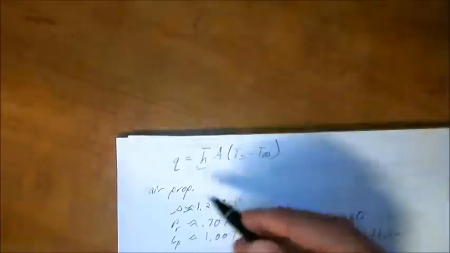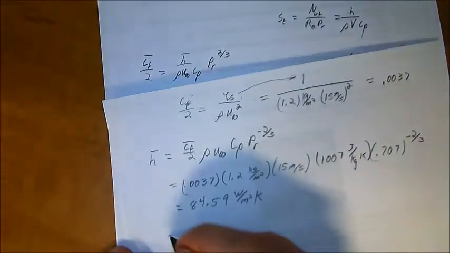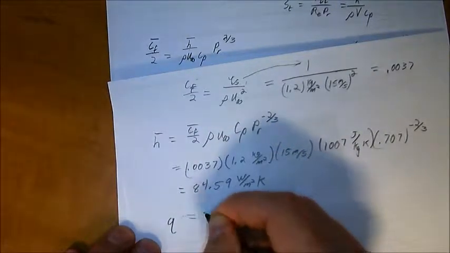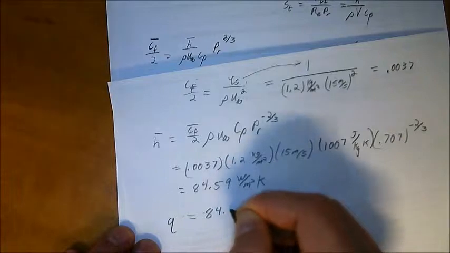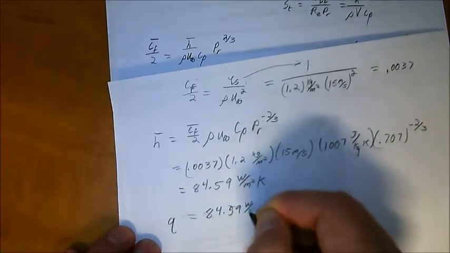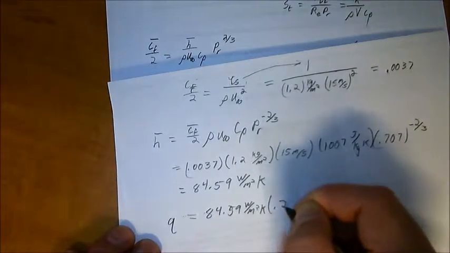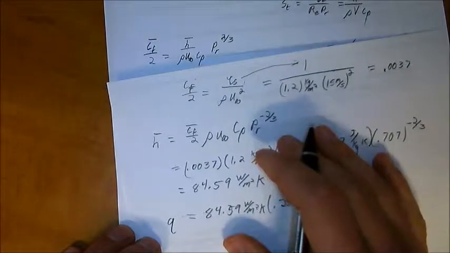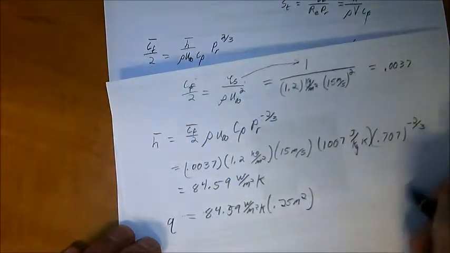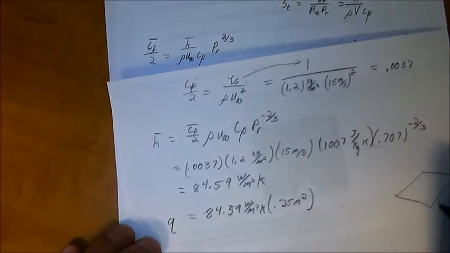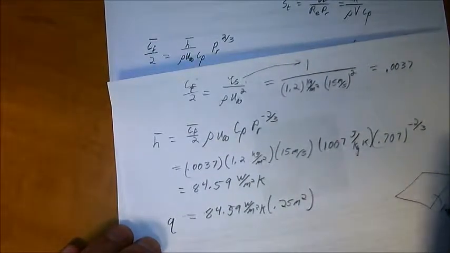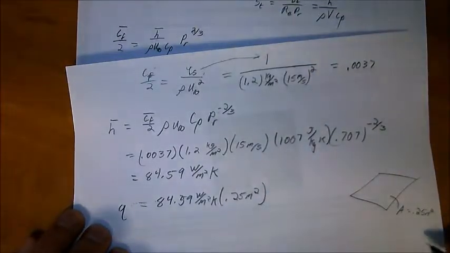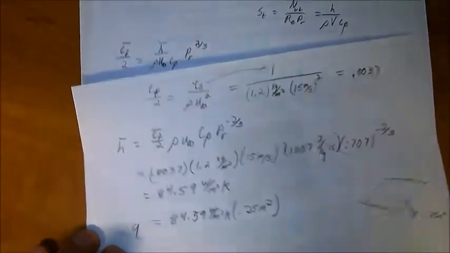Now you go ahead and put this back into our equation up here that we introduced, and the heat transfer rate is going to equal 84.59 watts per meter squared Kelvin times 0.25 meters squared, which was the width of the, oh, I probably didn't show that in the diagram. The sheet of metal that we're working with has an area, A, equal to 0.25 meters squared. I apologize for that. Maybe it was in the diagram, but anyway, that's a repeat.